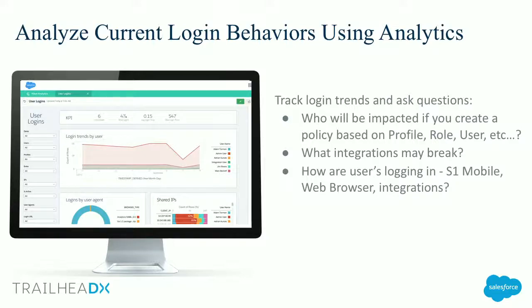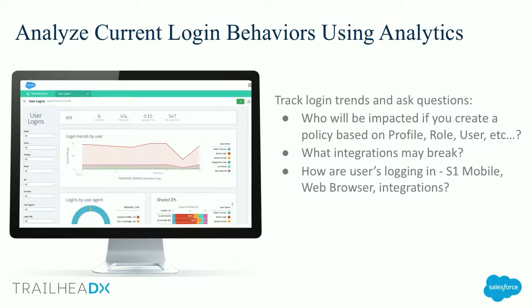So the first step for designing such a policy would be to analyze what you have today. What is your baseline? Who will be impacted? So look at the profile. Look at the users who are from different roles. Second part would be, if you have any integration in your organization, could that break? Third, you would like to know where the people in your organization are actually coming from. Are they coming from web browsers or the S1 app or any other integration?